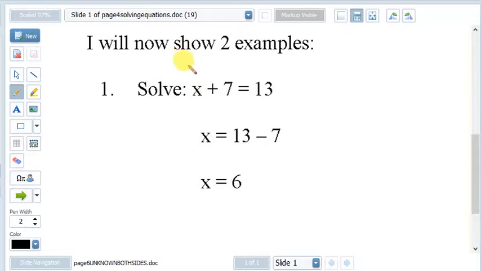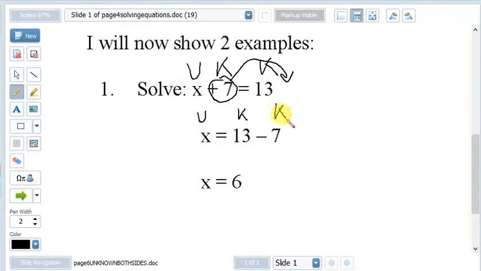So, solve: x plus 7 equals 13. X is unknown, plus 7 is known, and 13 is known. Therefore, the x, because there's a letter in it, is an unknown. The plus 7, because there's no letter, is a known. And the 13, because there's no letter in it, is a known. So what we've got to do here is to get U's on one side and K's on the other. We circle the plus 7 and move it across to the other side, so it becomes minus 7. Then you can quite clearly see we've got U's on one side and K's on the other. So x equals 13 minus 7, which is 6.